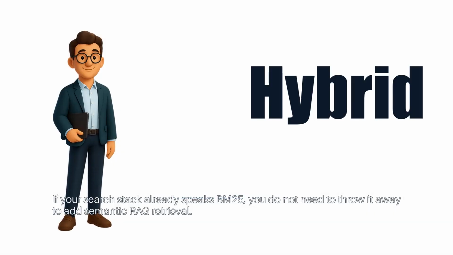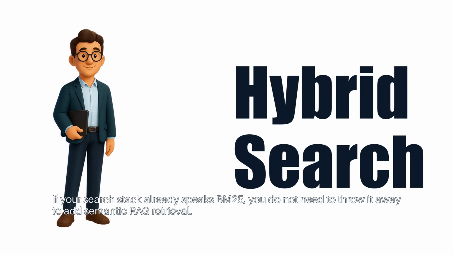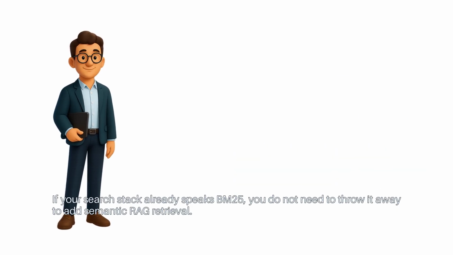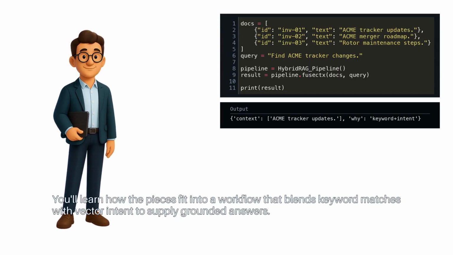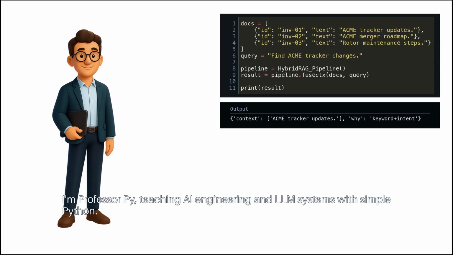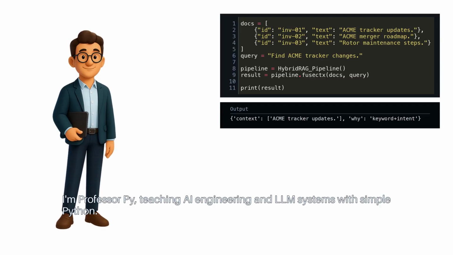If your search stack already speaks BM25, you do not need to throw it away to add semantic RAG retrieval. You'll learn how the pieces fit into a workflow that blends keyword matches with vector intent to supply grounded answers. I'm Professor Pi, teaching AI engineering and LLM systems with simple Python.